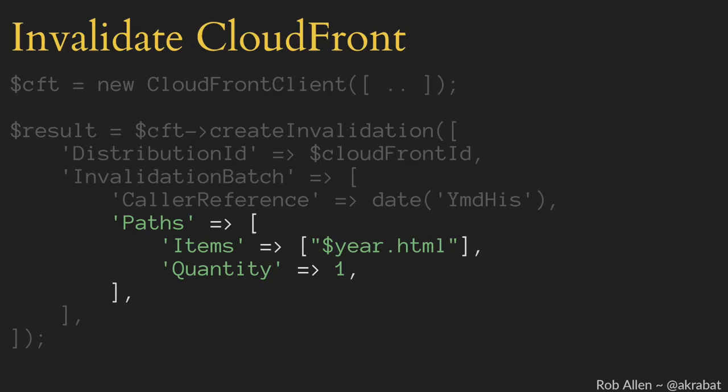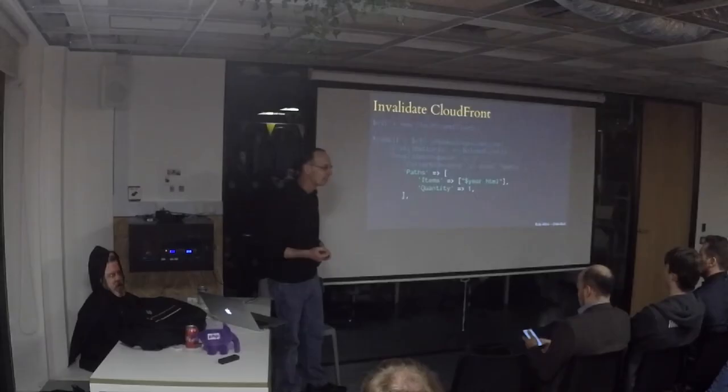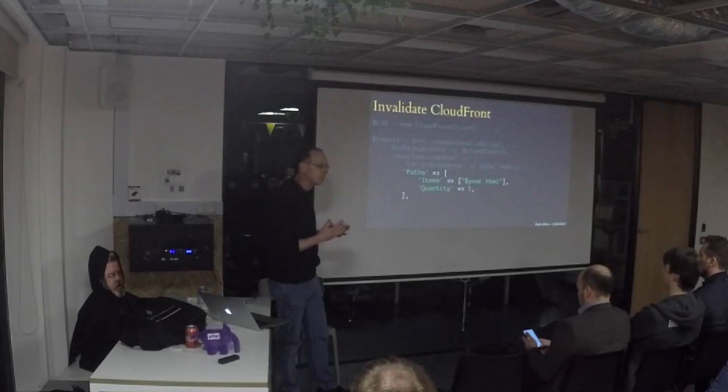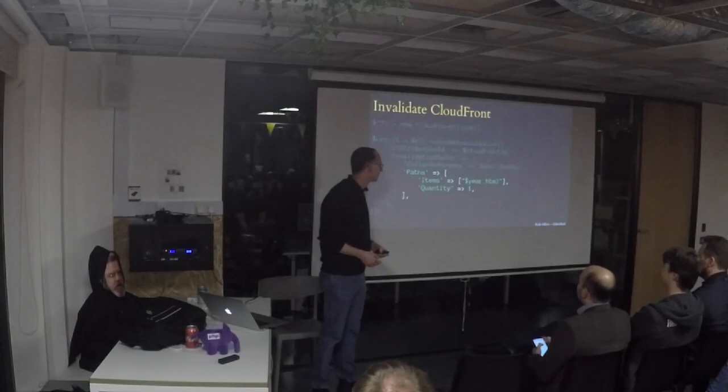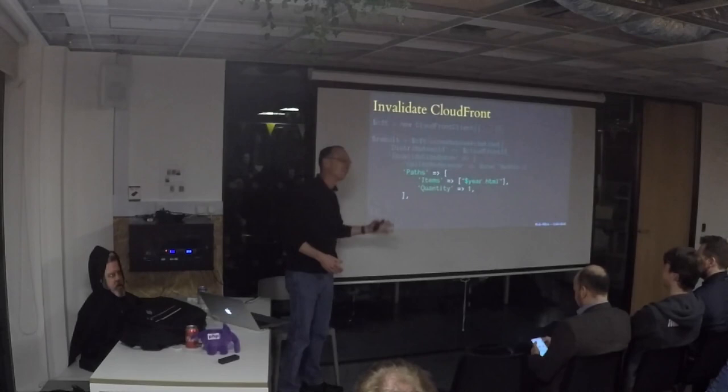And then you need to give it the list of items that you want to be invalidated. So $year.html is clearly my HTML file. Rather strangely, you have to tell it how many items are in that array. I kind of feel like it could count it itself. But if you don't tell it that there's one item in this array, again, it gets confused. Sorry, it doesn't work. I don't know. Maybe this is the part that Drew doesn't like about their API. So, presumably, you know, do you really know what you're doing?